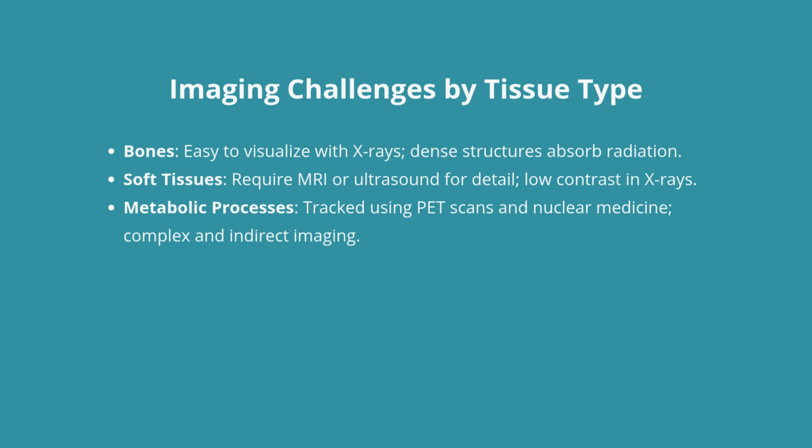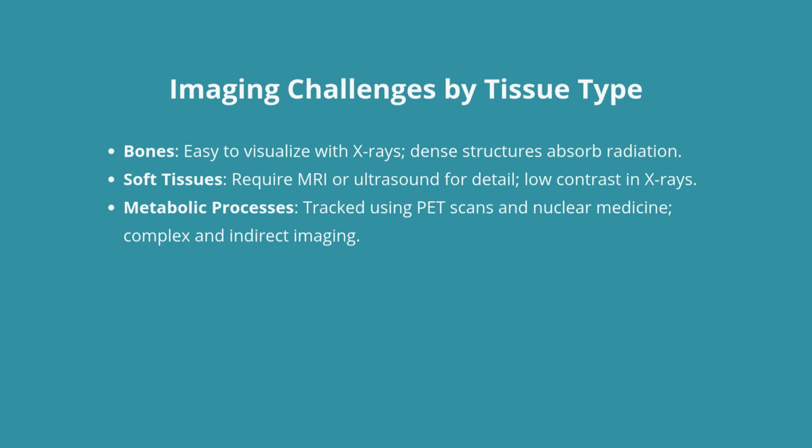Let's take a closer look, literally, at how we image the human body and the different challenges involved depending on what we're trying to see. First, imaging bones is relatively straightforward. Bones are dense and absorb X-ray well, which makes them appear white on a standard radiograph. But when we try to image soft tissues like muscles, organs, or the brain, it gets trickier. These tissues absorb fewer X-rays and don't contrast well, so we need advanced techniques like MRI or ultrasound to see them clearly.